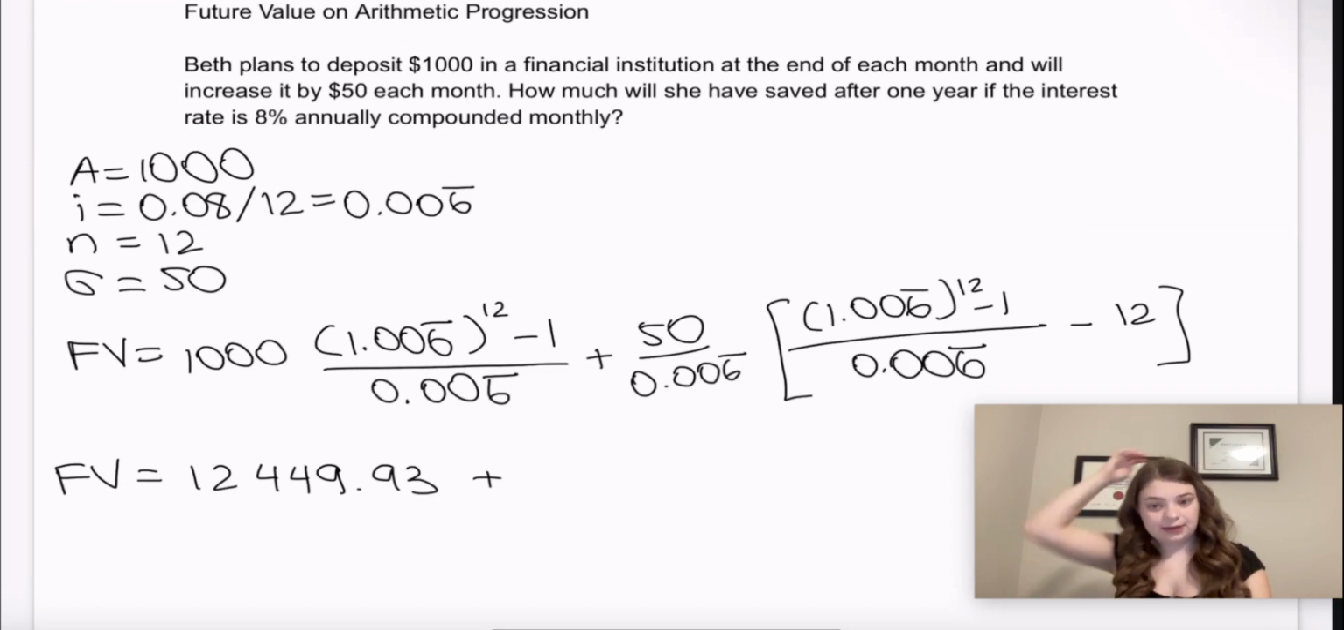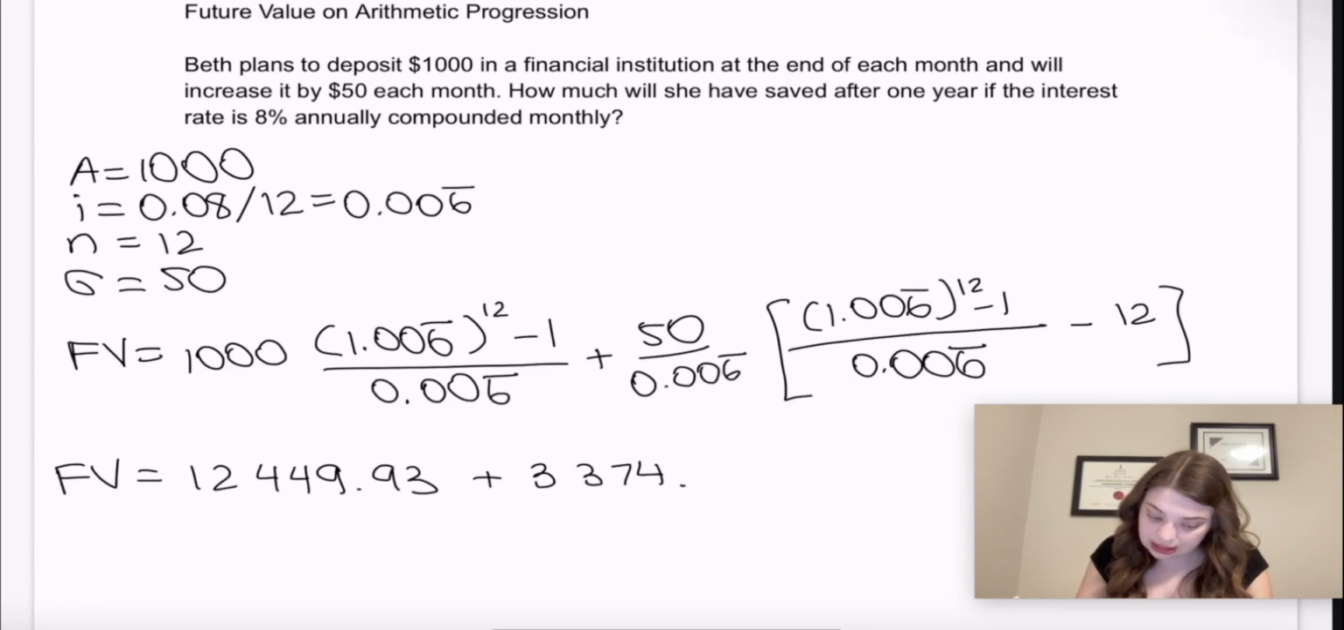And then we're going to do the same with the second part here. So first we have 1.006 repeating to the power of 12, equals, minus 1, equals, divided by 0.006 repeating, equals, minus 12, equals, times 50, equals, divided by 0.006 repeating, equals. And that gives me $3,374.44. All right, and now we just need to add up those two numbers and see what we get.